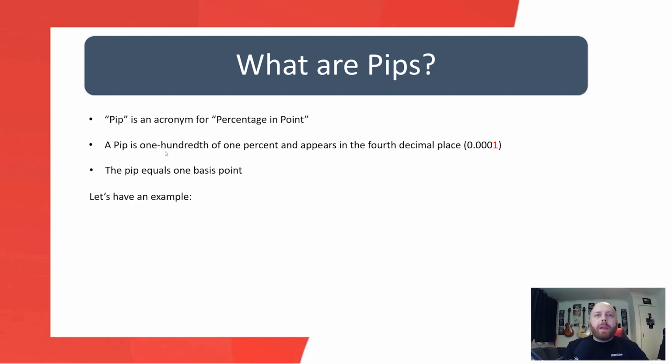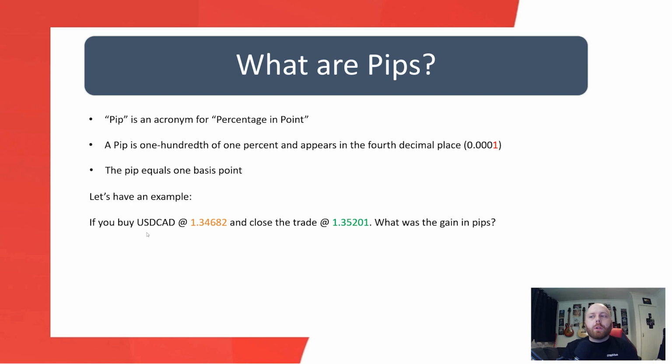Now, it's best to understand what a pip is by having a real life example. Remember we talked about USD pairs, currency pairs? So in this case, we've got USD CAD. And remember, USD in this case is going to be the base pair, and CAD, which is the Canadian dollar, is going to be the quote pair. So at the time of making this, if I was to buy USD CAD, the price would have been 1.34682. So I can get 1.34682 Canadian dollars for $1 US.